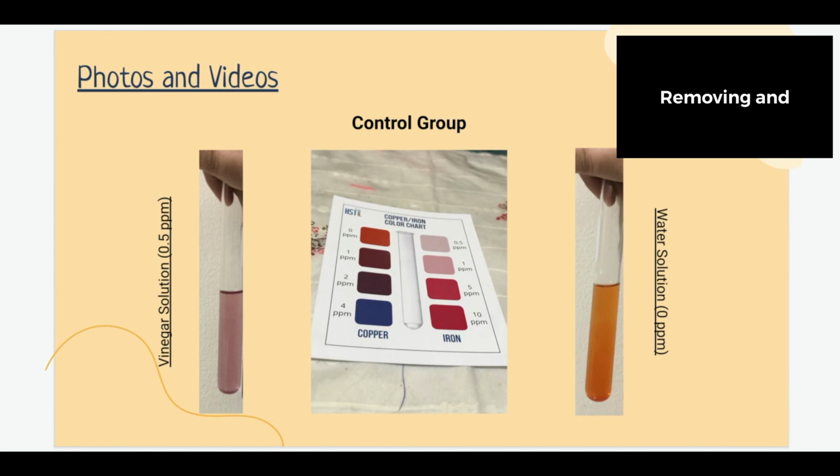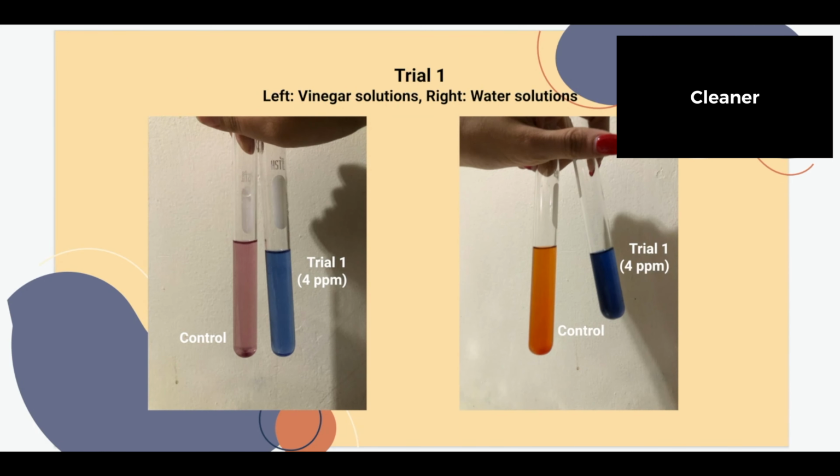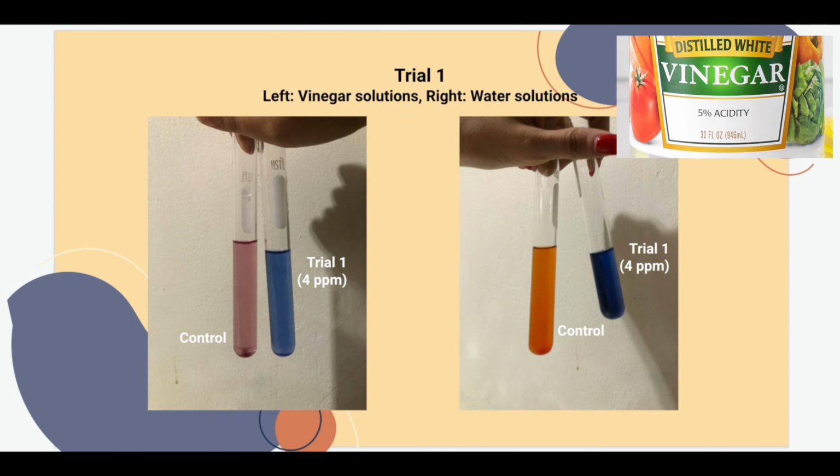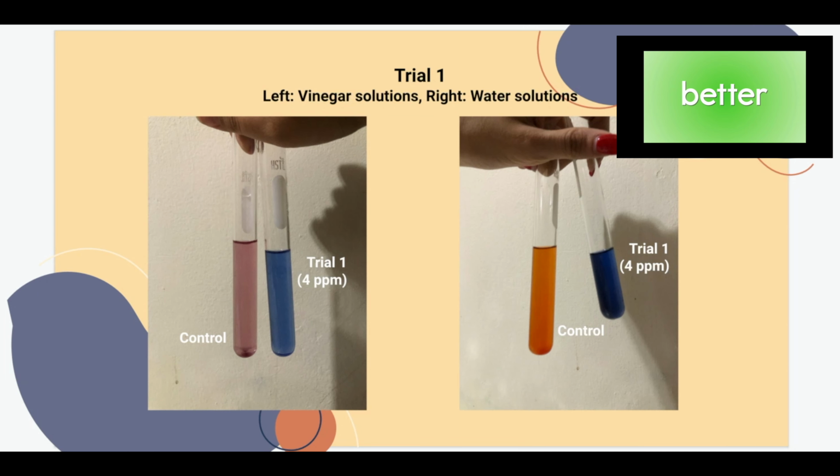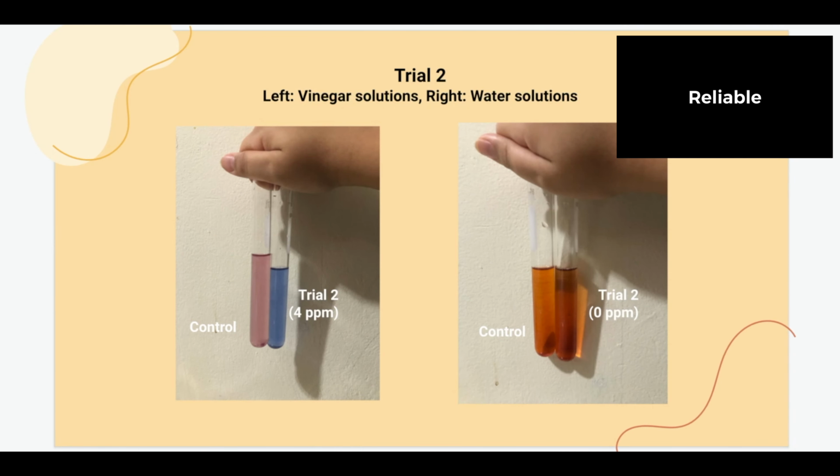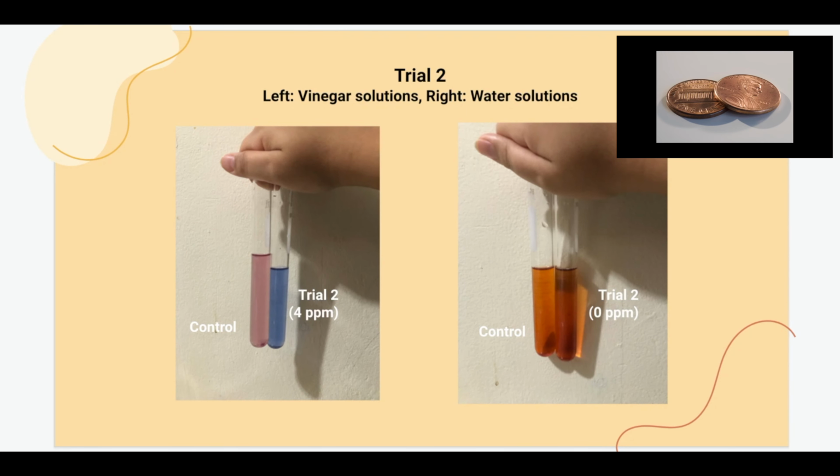Additionally, after removing and rinsing the pennies from the designated solutions, the pennies that came out of the vinegar solution ended up cleaner than the ones from the water solution. So overall, the vinegar not only helps clean pennies better, but it also is more reliable to quantify the amount of copper corrosion found within the pennies.